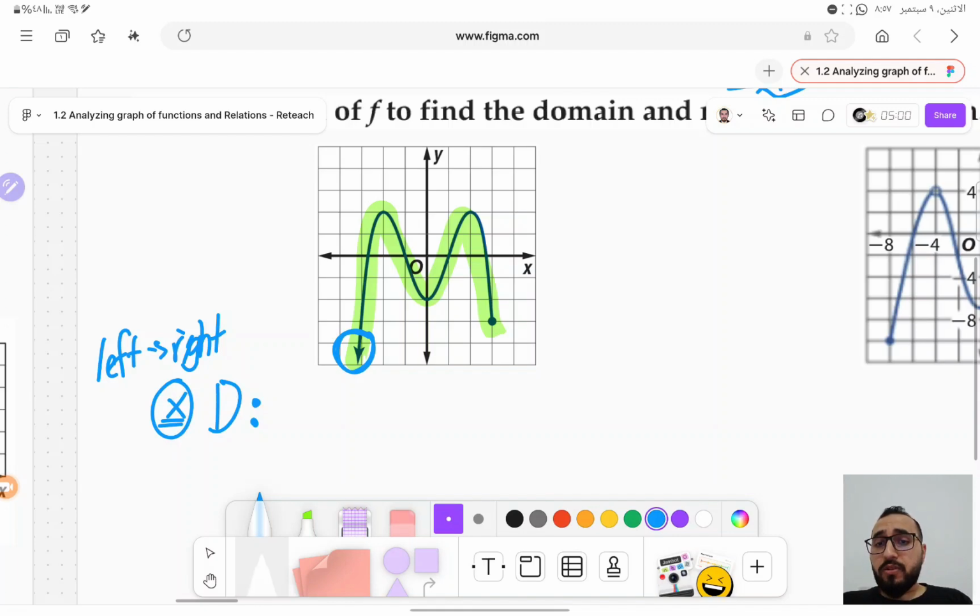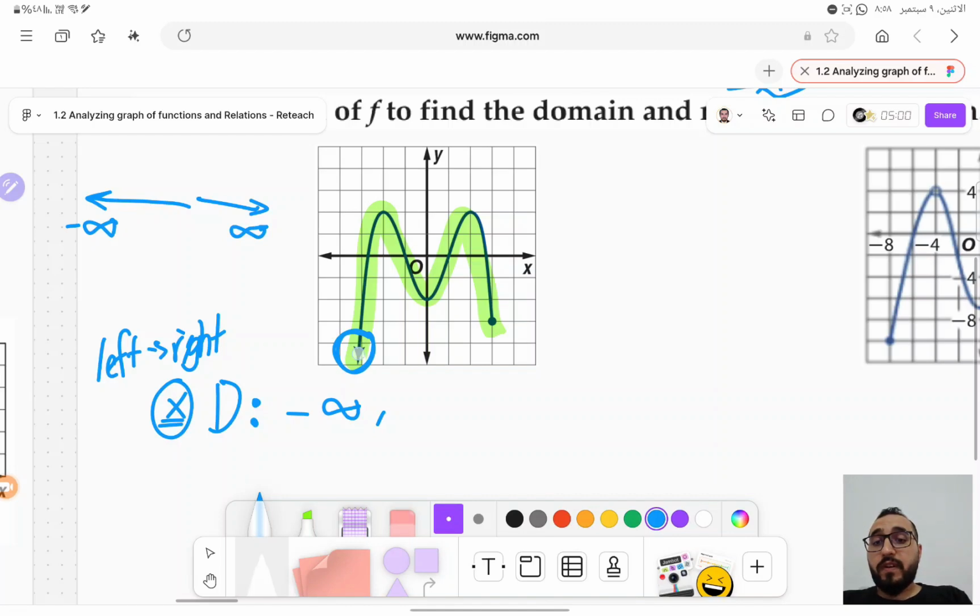Now look at the graph. The graph is going down, but is it down to the left or down to the right? It's going down to the left. We know that on the x-axis, to the left is negative, and if we go to the right is positive. And because it's going down left, that means it is negative infinity.